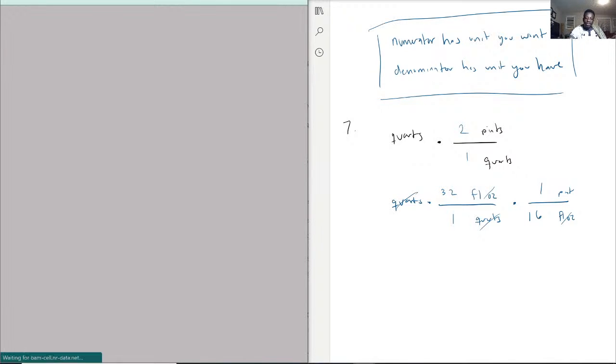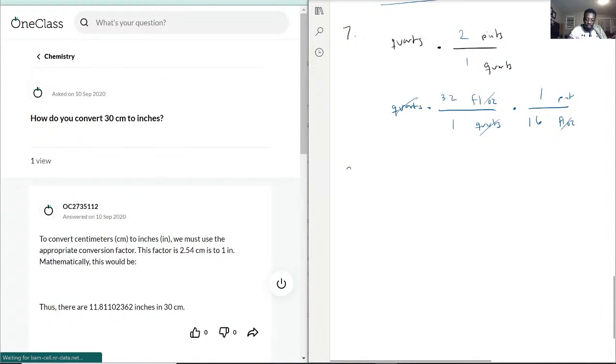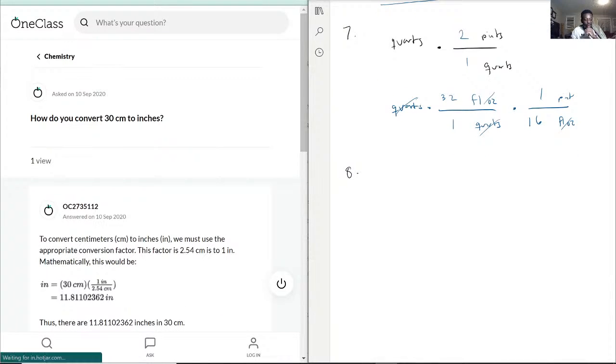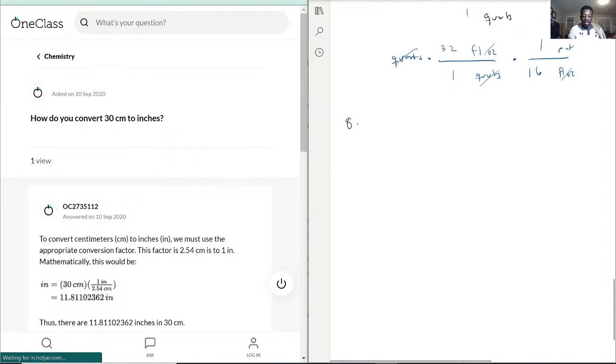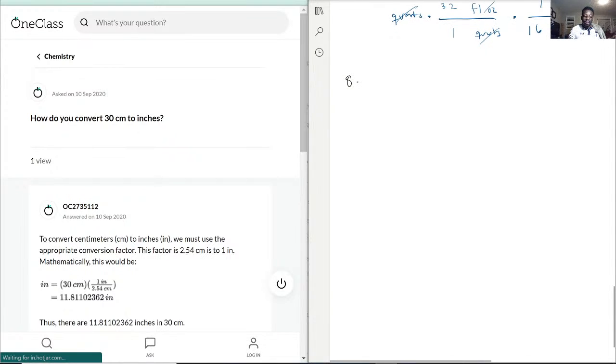Okay, so now let's move on to question 8. How do you convert 30 centimeters to inches? Well, hopefully we've kind of gotten a grasp of this, but same concept. You have 30 centimeters and you want to go to inches.